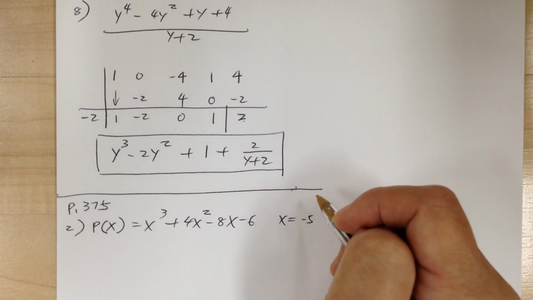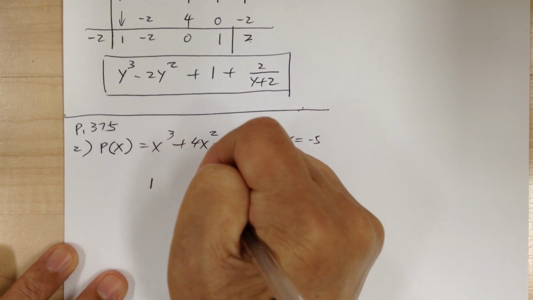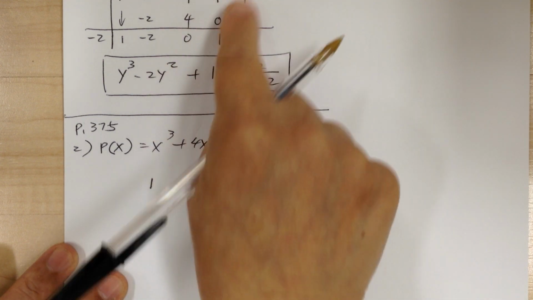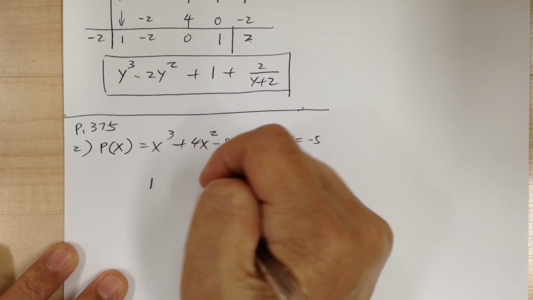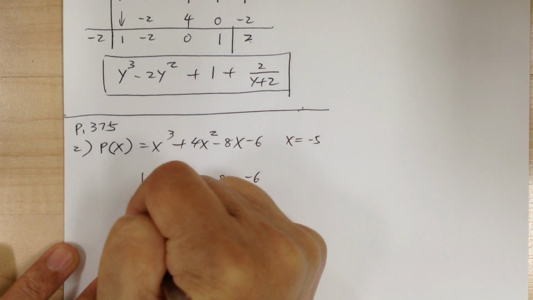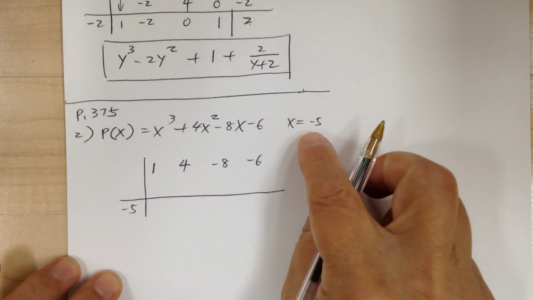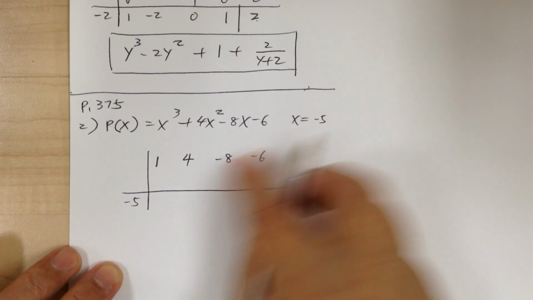Okay, so you want to use synthetic substitution. Basically it means you use synthetic division. So you're going to get 1. In other words, synthetic division can be used for evaluation also, right? So it'll be 1, 4, -8, -6. And then -5. Since this is already equal, it's already solved, so do not take the opposite.